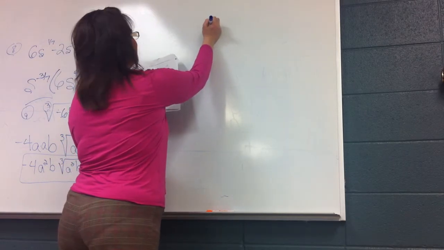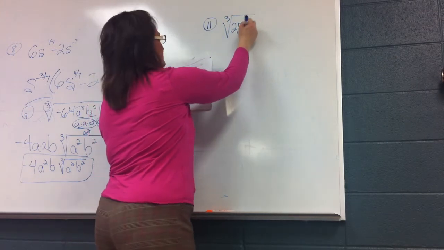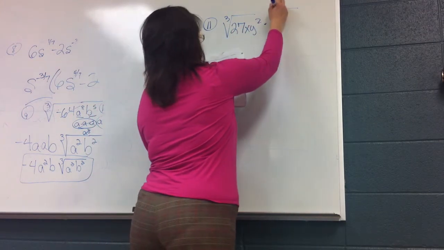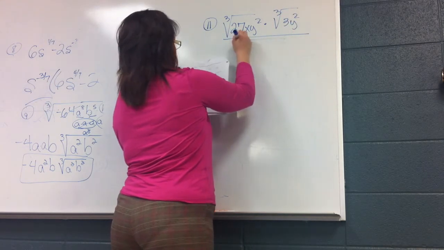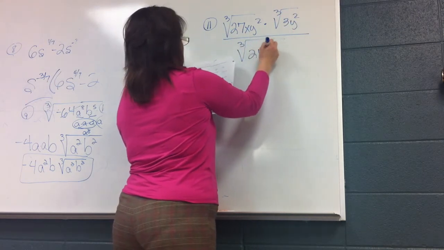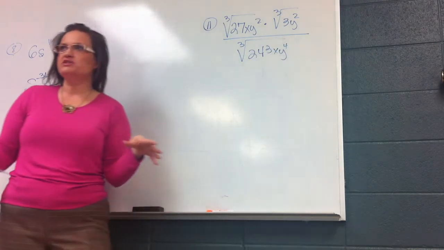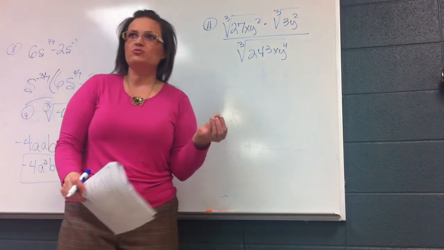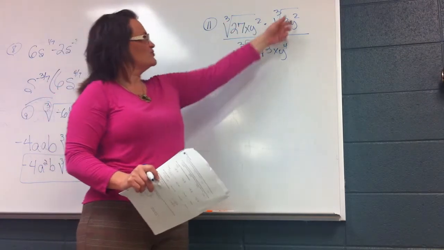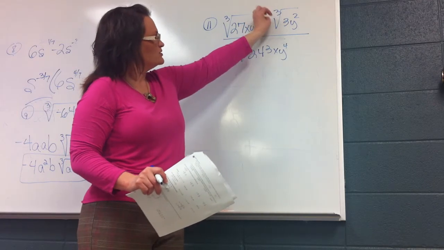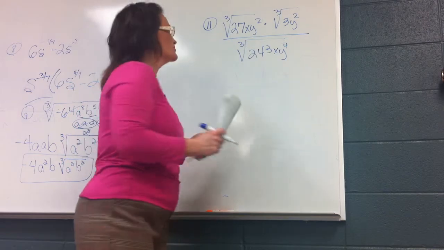All right, number 11. Normally, I reduce every radical first and then proceed from that. But in this particular problem, you're better off if you multiply first. In the numerator, it works out well. If you multiply this together, it cancels well with the denominator. So that's the strategy I'm going to use.